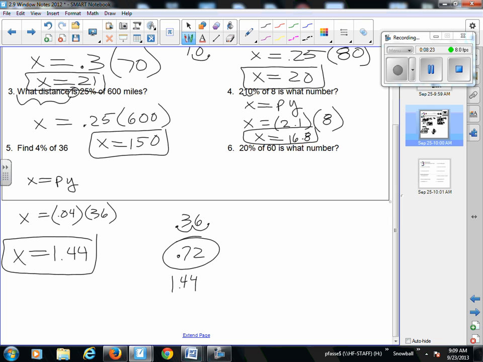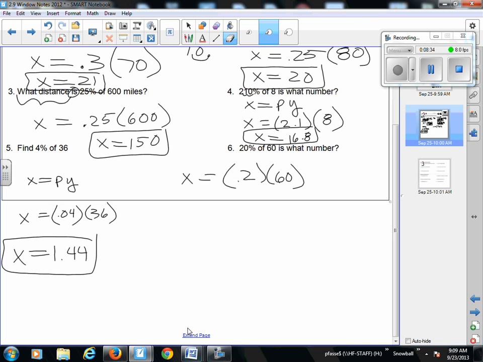Okay. For number 6, we have the exact same situation. 0.2 is the percentage of 60 is what number, just to stay consistent. Let's put the number on that side and then multiply those. 10% of 60 is 6 times 2 will give us 12.